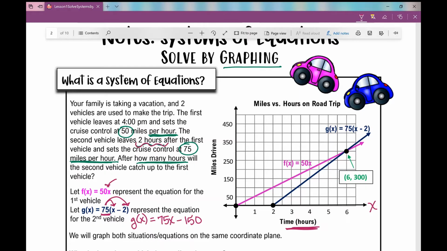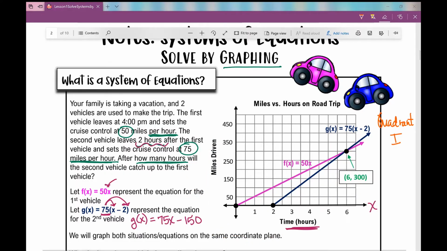So we're going to graph both situations, or equations, on the same coordinate plane because we're dealing with two cars, two equations. When I'm graphing this, f of x is the one in pink, and g of x is the one in blue. Now notice this graph is just restricted to quadrant 1. Why do you think that is? Why do you think I don't care about what's going on all over here?